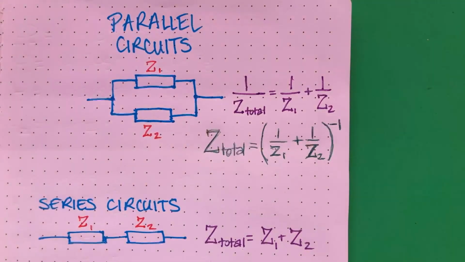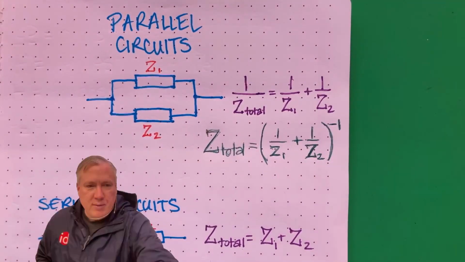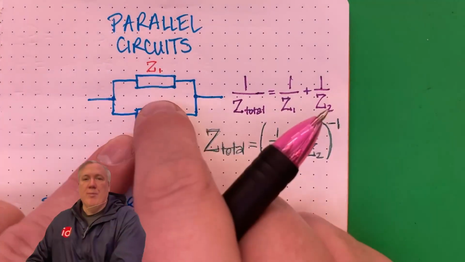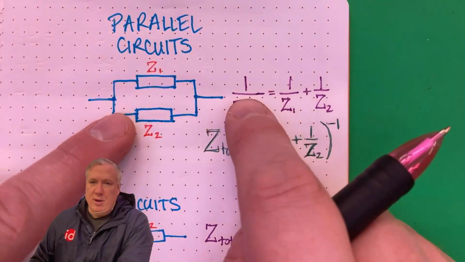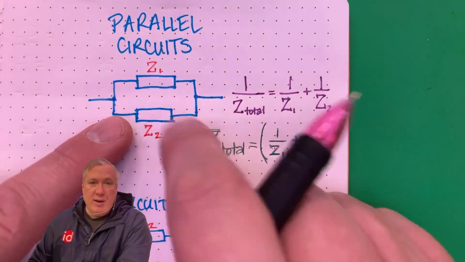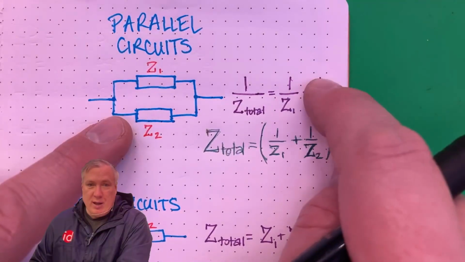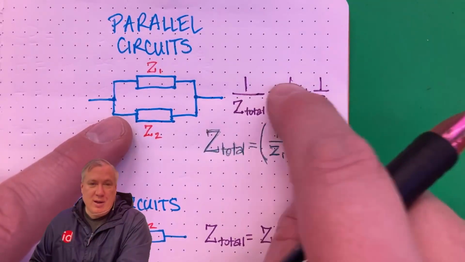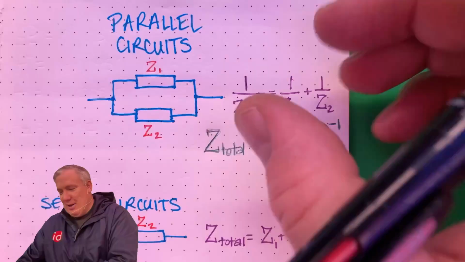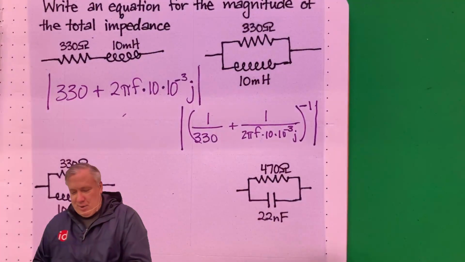Now, let me put my face back on the screen. So basically, when you have a parallel circuit, you don't add the values, you take the reciprocal of them and add them, and then when you're done, that's not the answer, that's a reciprocal of the answer. And so we're going to set up our examples that way. So here we go.